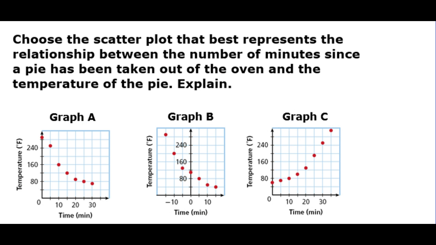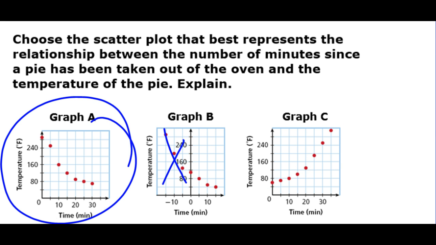Now, you try one. Put this on pause and you try it. Once again, there's one of these that you can just eliminate right away. The time since the pie has been taken out of the oven, we can't have negative time. So it's going to have to be one of these two. This looks like the longer that it's been out, the lower the temperature goes. This looks like the longer that it's been out, the higher the temperature goes. I hope you picked that one.